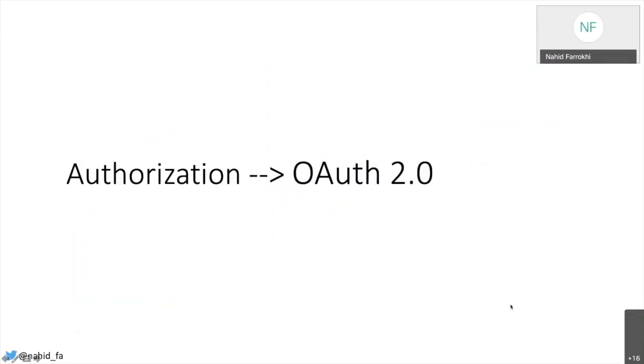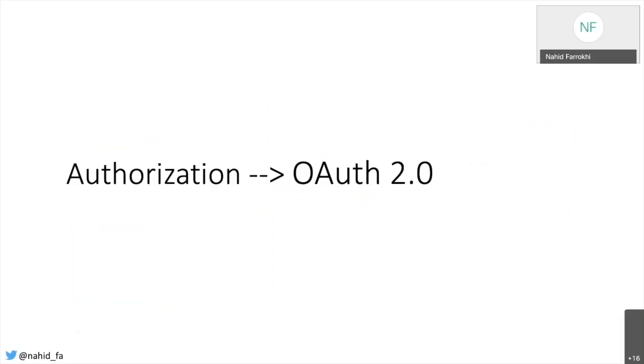Let's go to more details, right? So let's see what OAuth 2 is. OAuth 2 is the industry standard protocol for authorization, and it is in fact an open standard. Open standard means that there is no implementation for it. There is some standard that suggests how to implement it.